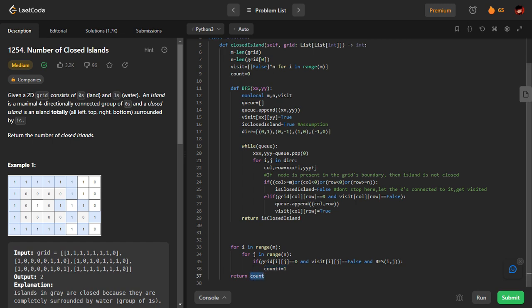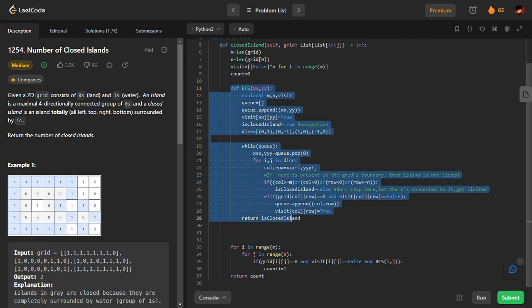Let us see how this works in the BFS function. We are passing only i comma j to it. The intention here is that it will start the BFS out of i comma j, and it will return true or false. True means it's a closed island, false means it's not a closed island. Let us see how that is being done.